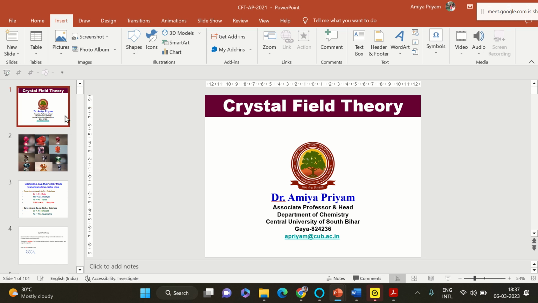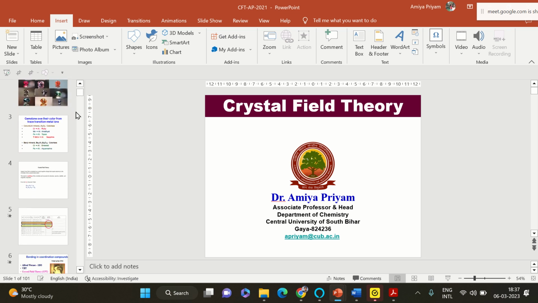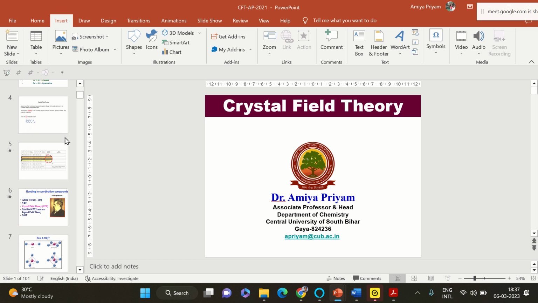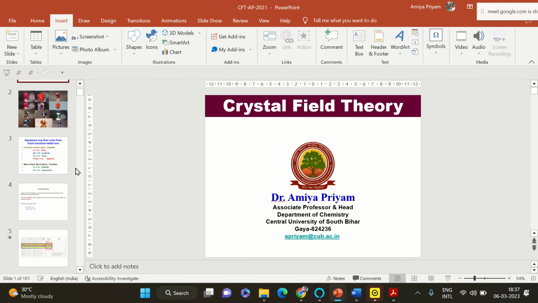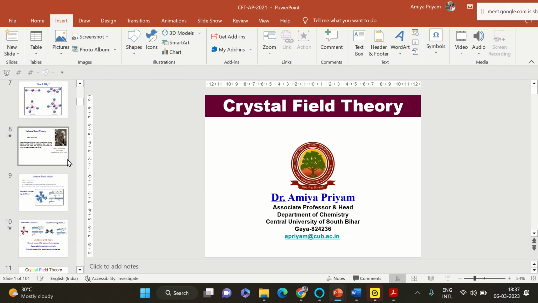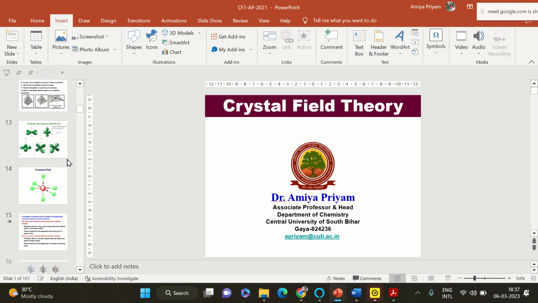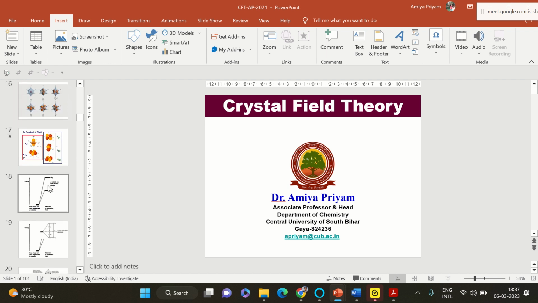In the last class, we had discussed the different aspects of crystal field theory, the basic foundation of which was that the ligands were treated as point negative charges, and as they approach the metal atom, the metal cation, their orbitals interact, and due to the repulsion there is an increase in energy, and accordingly we draw the diagram like this.